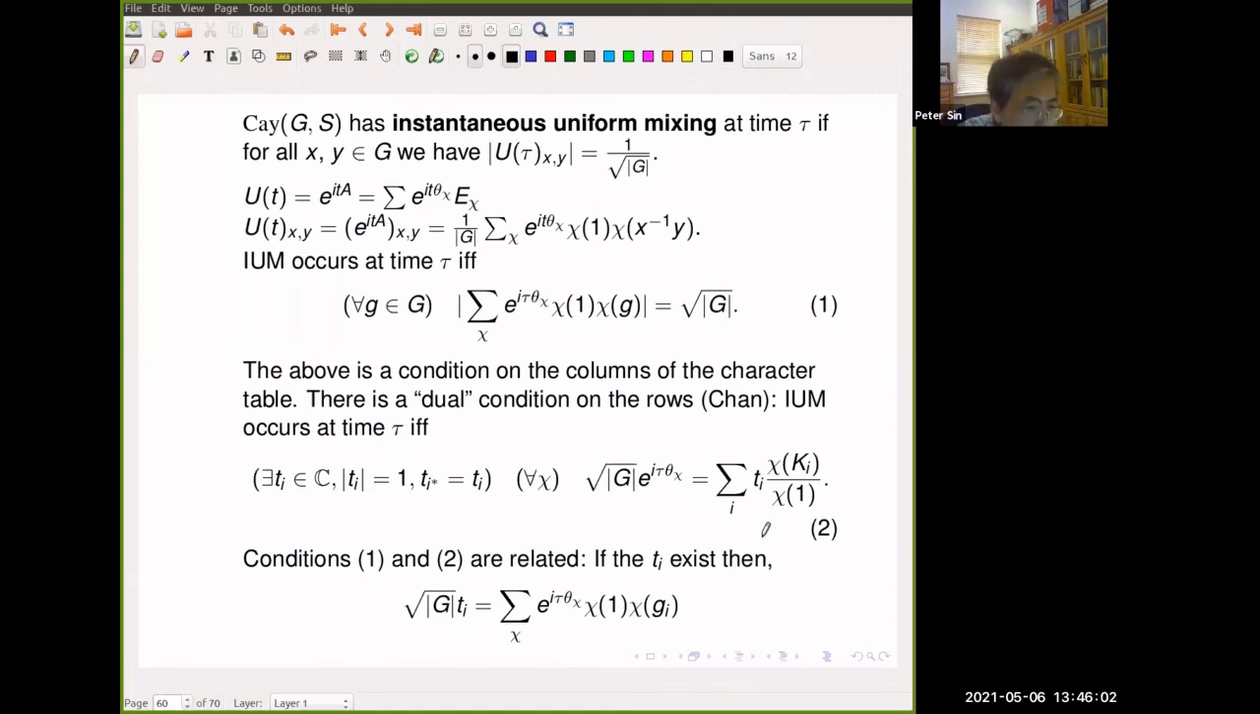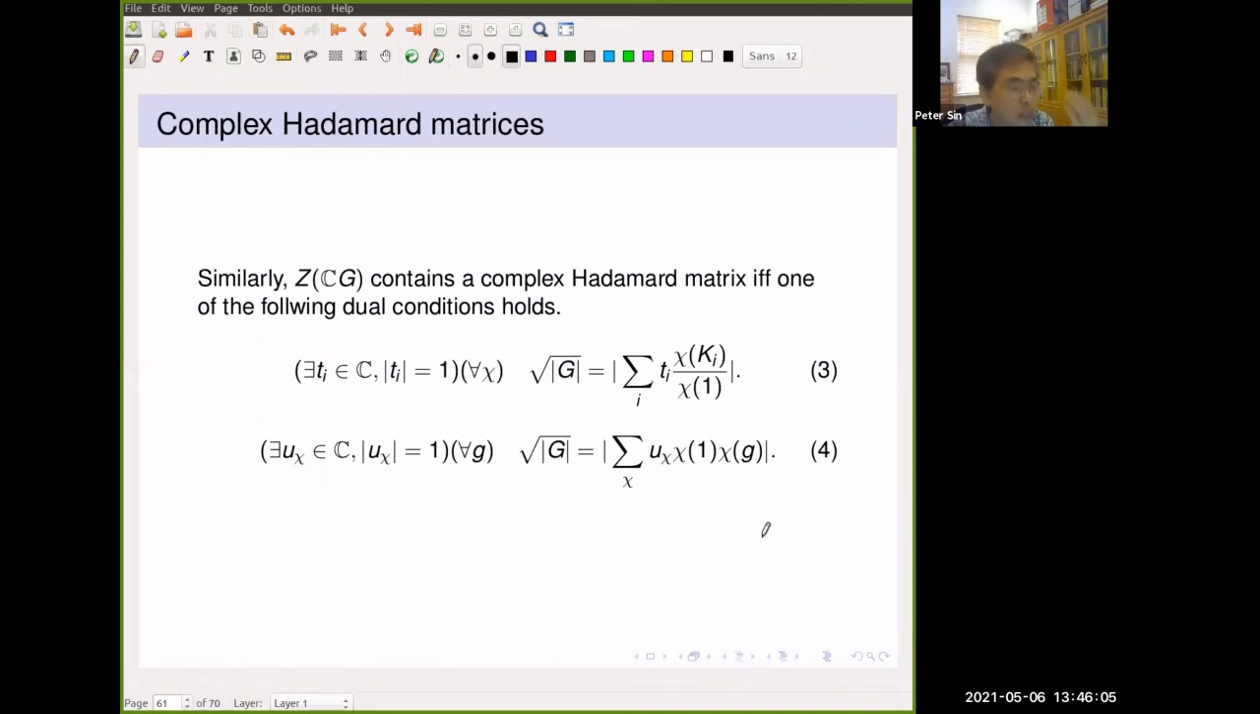Okay, so we can weaken the conditions a little bit and get a pair of dual conditions for the center of the group algebra to contain a complex Hadamard matrix. This is also based on Ada's paper. The center of the group algebra will contain a complex Hadamard matrix if and only if one of the following conditions holds.